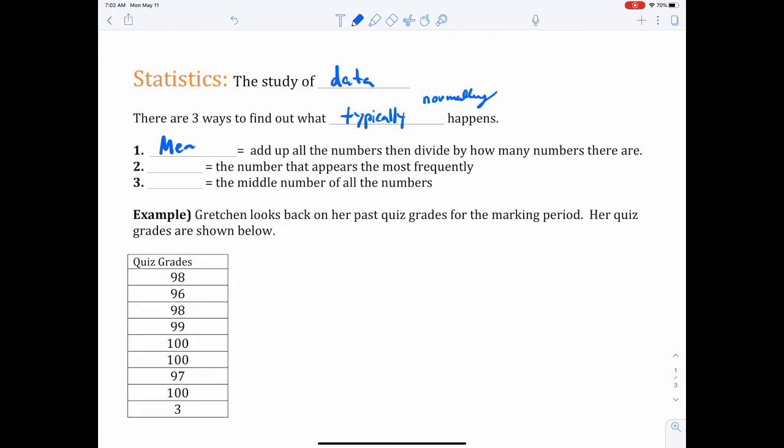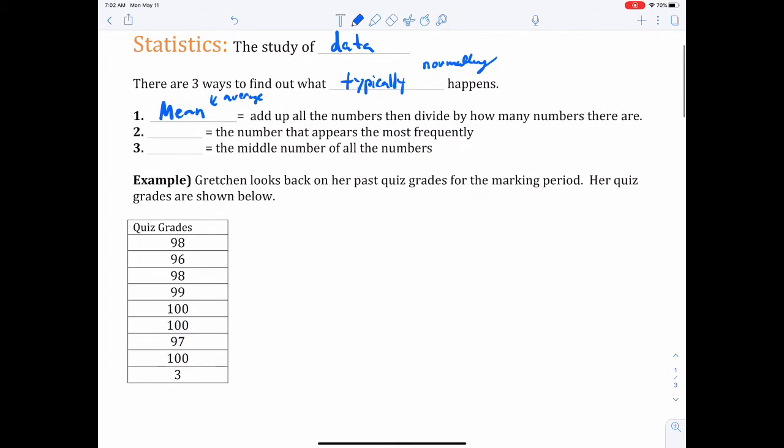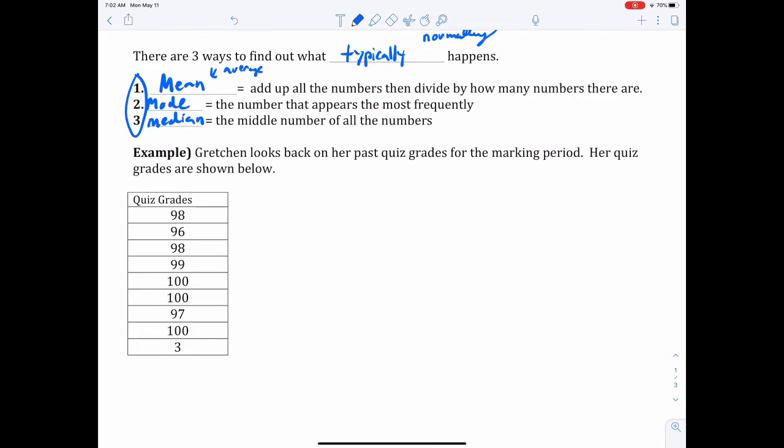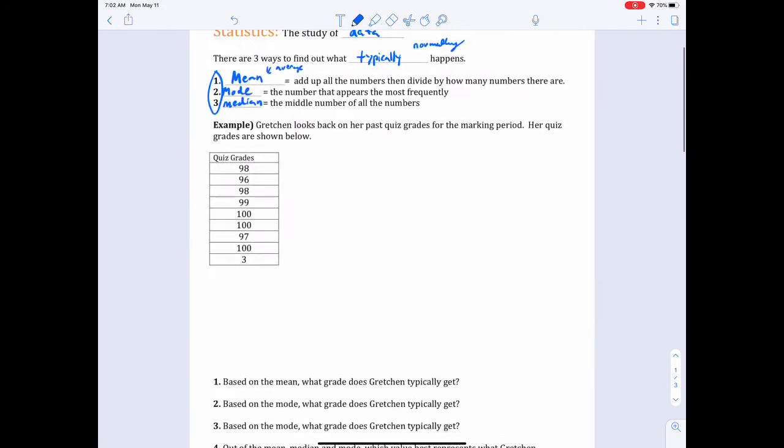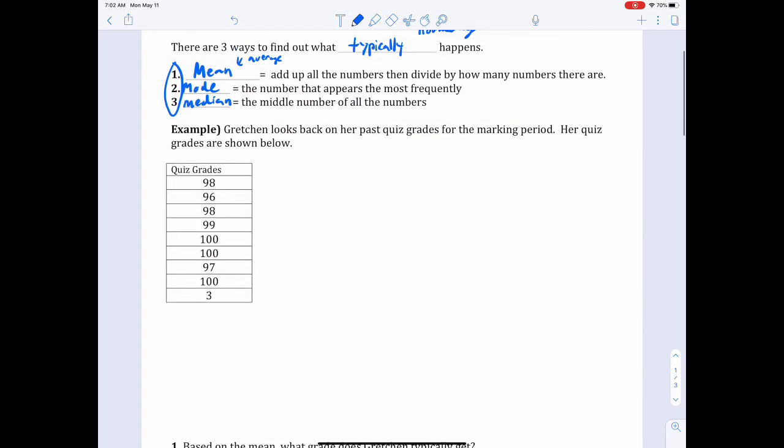The first is the mean. This is kind of the fancy word for average. So to get the mean, you add up all the numbers, then divide by how many numbers there are. Another way to find out what typically happens is the mode. The mode is a number that appears most frequently. And the last way to find out what typically happens, like what you typically get on, say, a test, would be to find the median. So these three ways all help us find out what typically happens. I'm going to go through one example of how to calculate each, and then you guys can try it on your assignment.